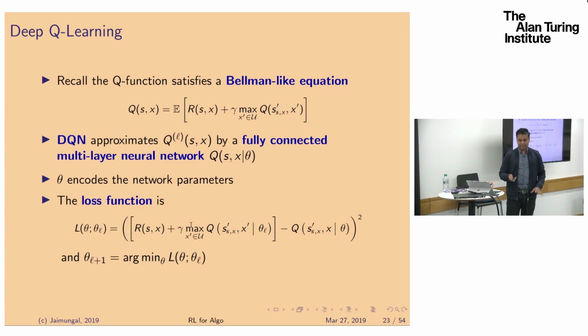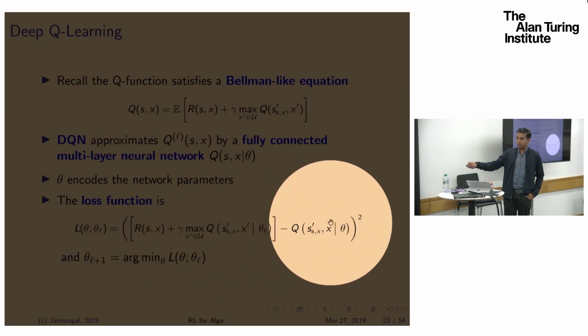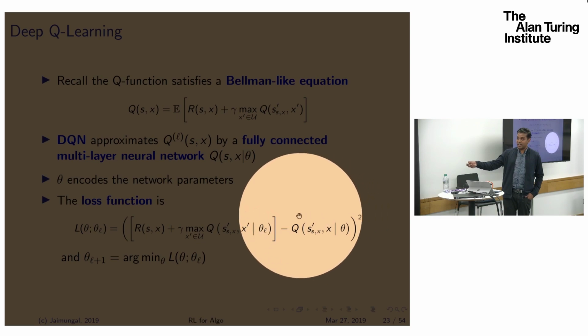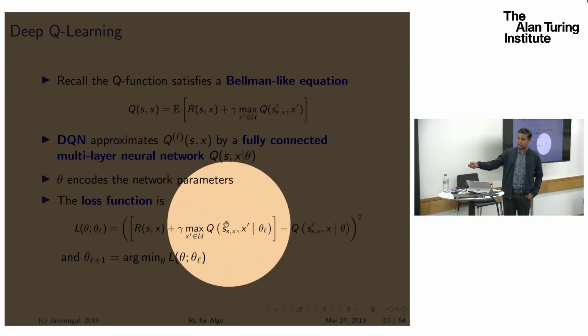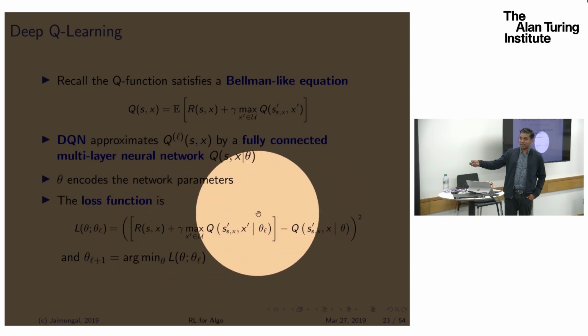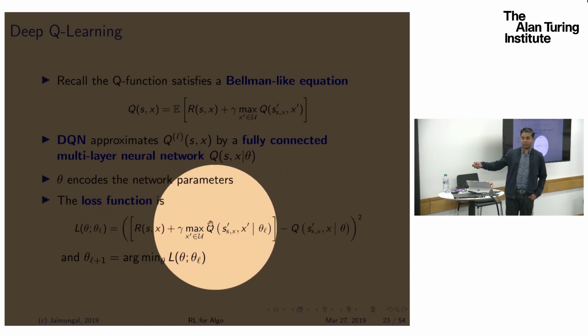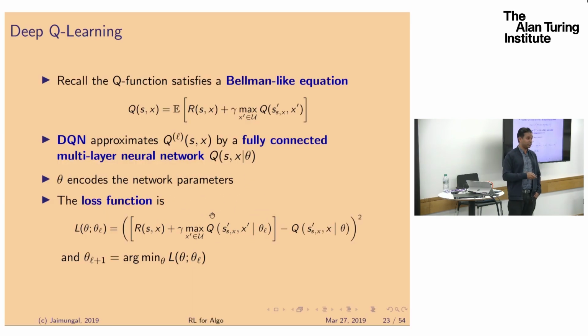Here, the update is by trying to find the network parameters now that make my Q function as close to the one step ahead value function, that is, a reward plus one step ahead value function. That's the DQN idea. Okay. And you iterate this process.